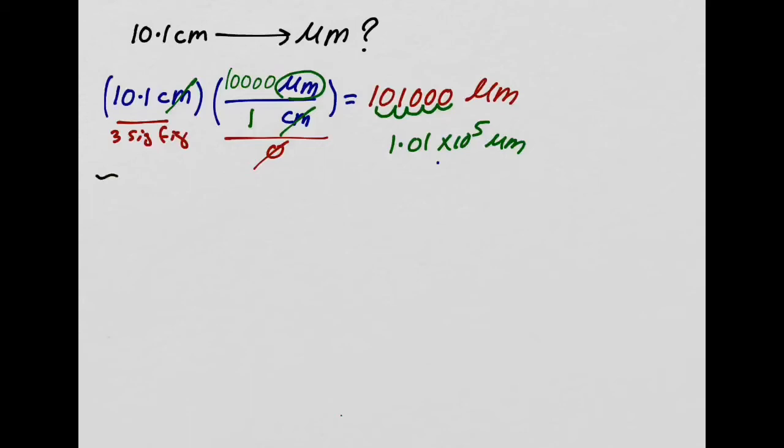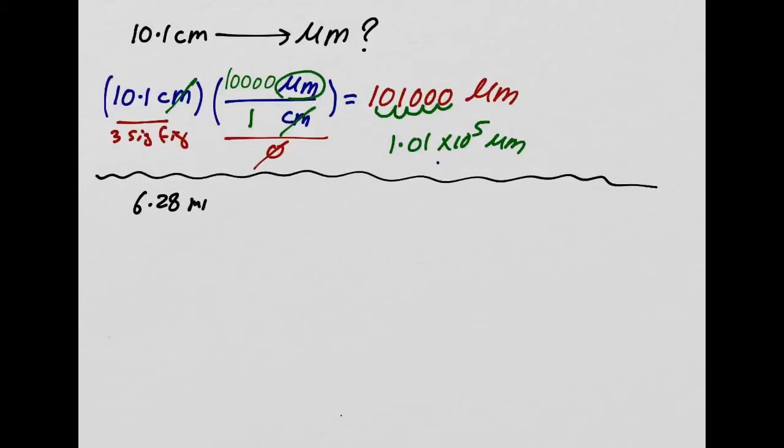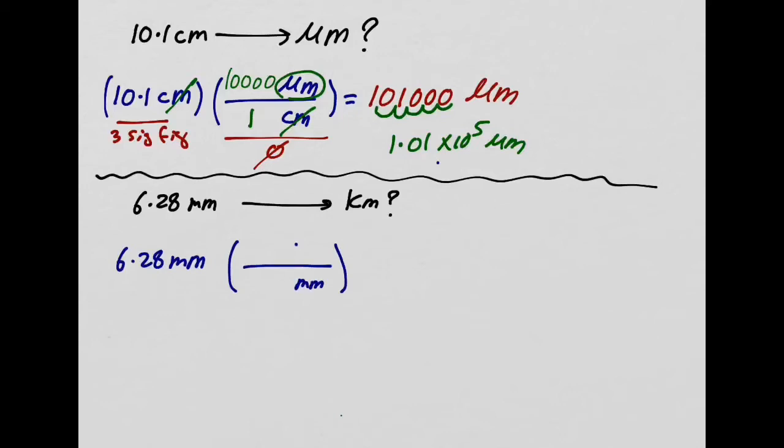Okay, let's do the next one. What I want you to do is 6.28 millimeters and then convert it to kilometers. Okay, you ready? The same thing as before. You write down what's given to you, which is 6.28 millimeters. I don't want millimeters. Where does it go? Bottom. What goes on top? Kilometer. Again, we go on the bottom so I can cancel it out.